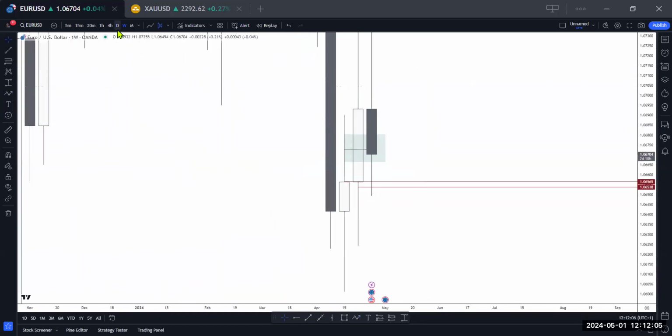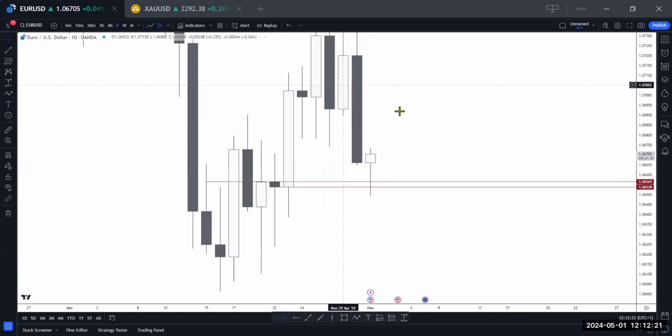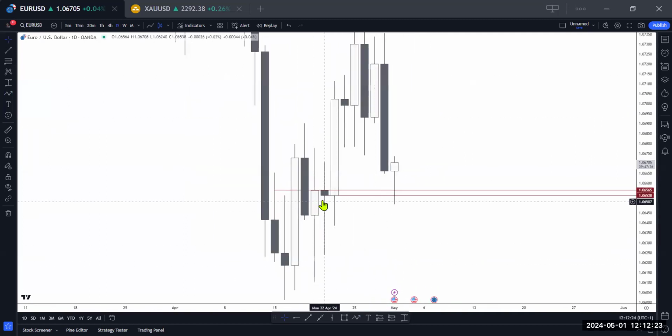Again, you must pay attention to fresh levels, only fresh levels. If a level is fresher than the other, mark the fresh level first and then mark the second level. The person can decide to use any one of them, but you must not fall into the trap of not marking a fresh level. So this is a fresh daily level.